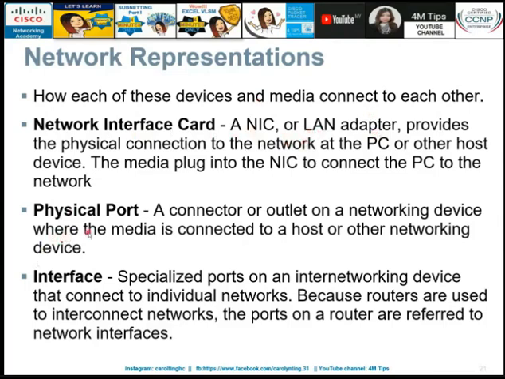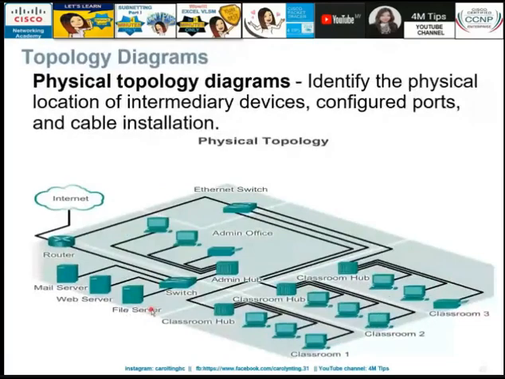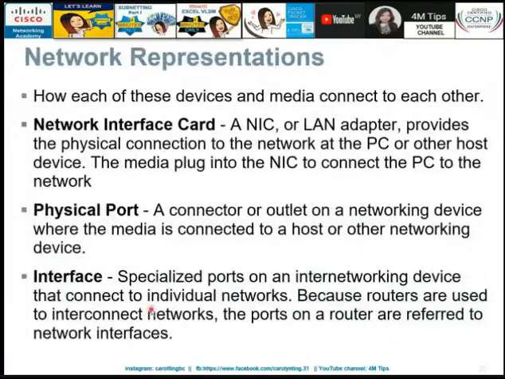Now, the second one is the physical port. No matter what physical port it is, it is a connector that allows a networking device where the media is connected to a host or other networking devices. Other networking devices can be any of the intermediary devices, or the end device, or anything. So that will be a physical port. Next, talk about the interface. An interface is a specialized port on an internetworking device that connects to the individual networks. Because routers are used to interconnect networks, the ports of the router are referred to as network interfaces. So we talked about the network interface card, physical port, and the interface.